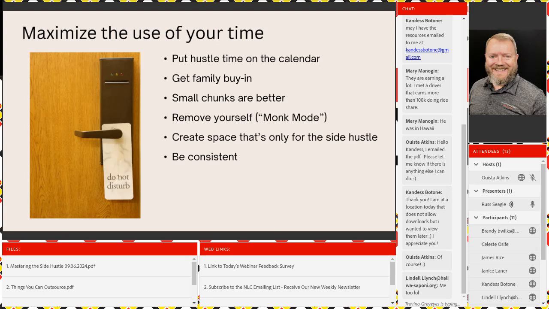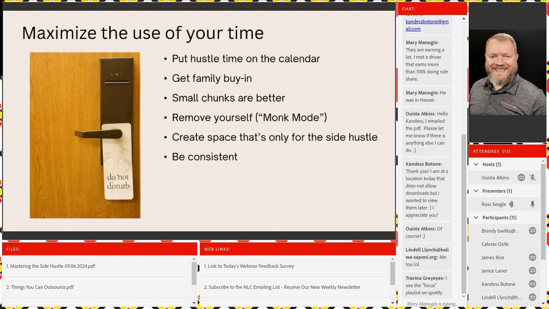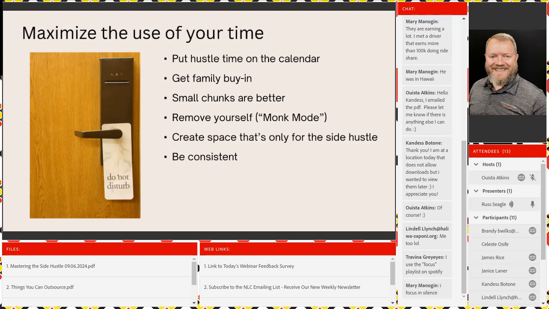It's great. But the other thing is that video game music is not written. It is designed. And it's designed to keep you focused. Yes, the focus playlist on Spotify is great. It's got some spa music. It's got some of those nature sounds. It's going to have some of those things that really drown out the background, but it keeps you focused. And when I'm in monk mode, I just want to put the blinders on, put my head down, and get to work. You want to create a space that is only for the side hustle.